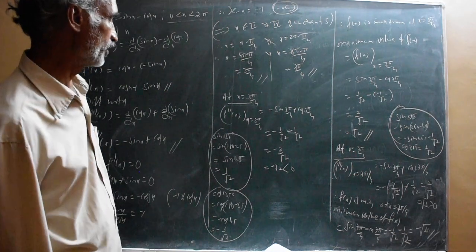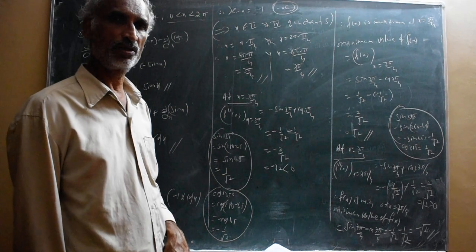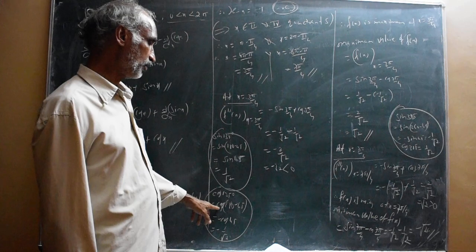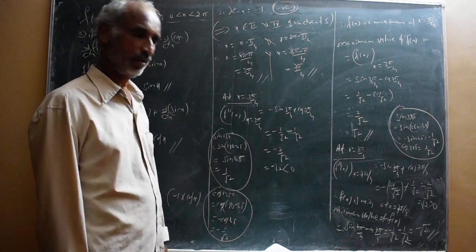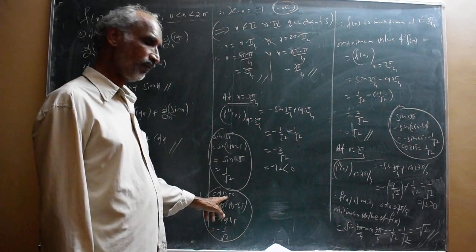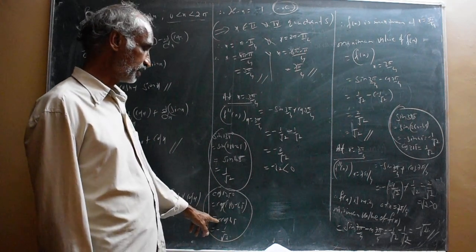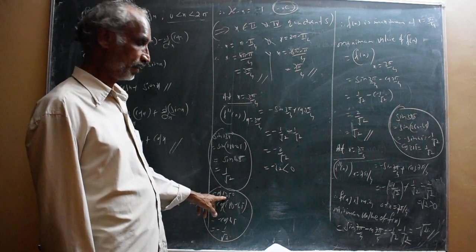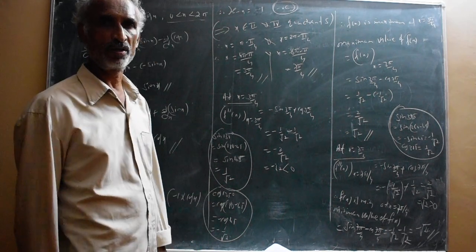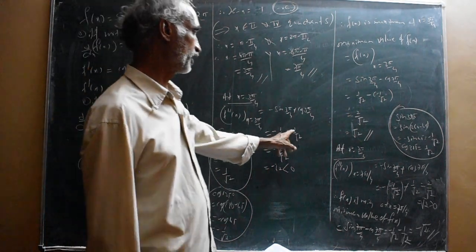And the next one is cos 135. 3 pi by 4 means 135: 3 into 45, pi by 4 means 45, 3 into 45 is 135. Cos 135 equals cos of 180 minus 45. Again 180 ratio does not change, cos 45, but 135 belongs to the second quadrant. In second quadrant, cos is negative. Therefore minus cos 45. Minus cos 45 is minus 1 by root 2.